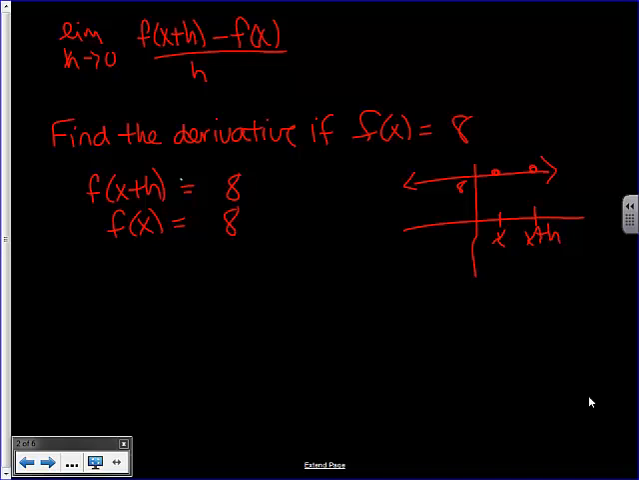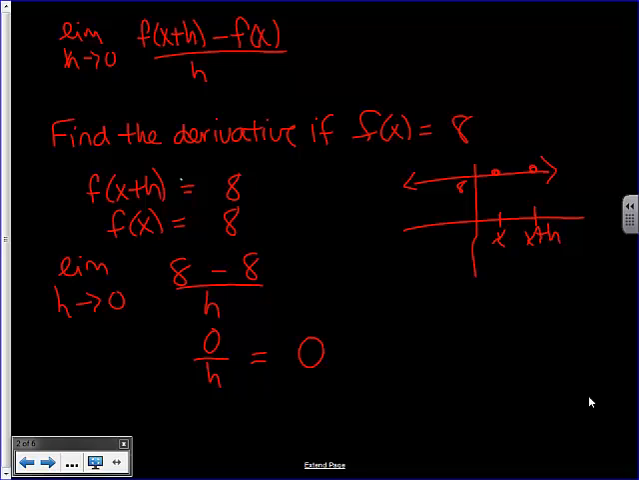Alright, and so now let's plug this into our formula. The limit as h approaches 0 of, well, f of x plus h is 8 minus f of x, which is 8 as well, all divided by h. Now let's simplify. 8 minus 8 is 0. 0 divided by h is just 0. Again, that makes sense because remember I talked about the derivative being the same thing as the slope. And what is the slope of a horizontal line always? It's always 0.